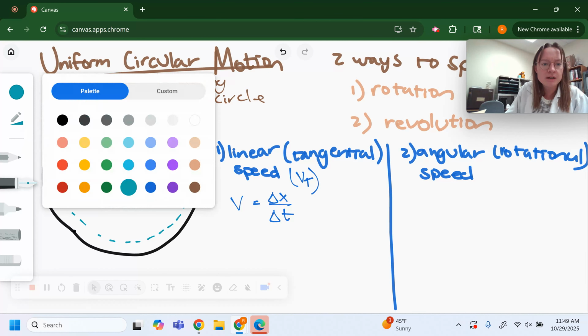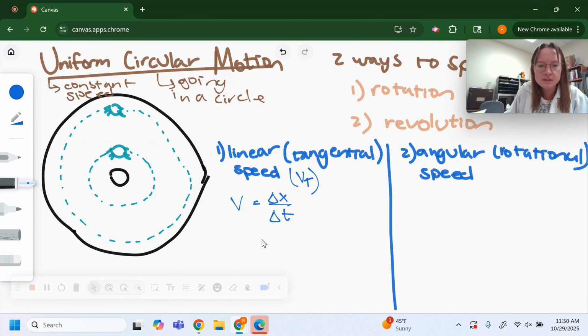If I wanted to talk about each little bug's linear speed, well, then I would say that each bug is going to go around the circle. So the distance that the bug goes is going to be the circumference of the circle. And we know that the circumference of the circle is going to be 2 pi r, where r is the radius from the center of the circle to where the little bug is. For this little bug here, I'm going to call this r1, and for this little bug here, I'm going to call this r2.